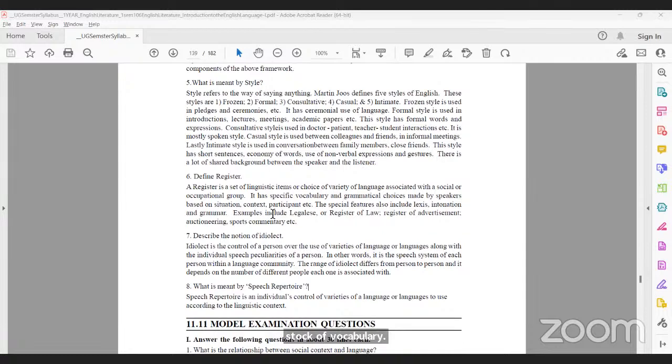And I know where to use this word and where to use that word. So when I'm choosing some particular words from my repertoire, that is what is known as speech repertoire. Because I keep my words in one particular stock, one repertoire, one dictionary in my brain. My brain is my repertoire of all the words, all the language, all the phrases.